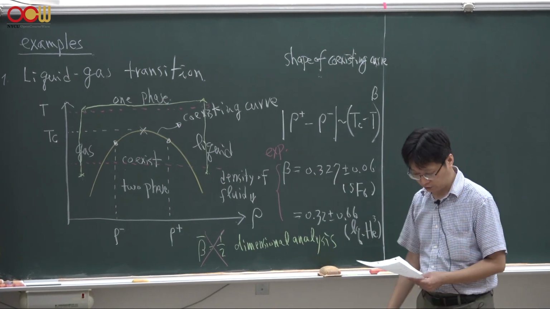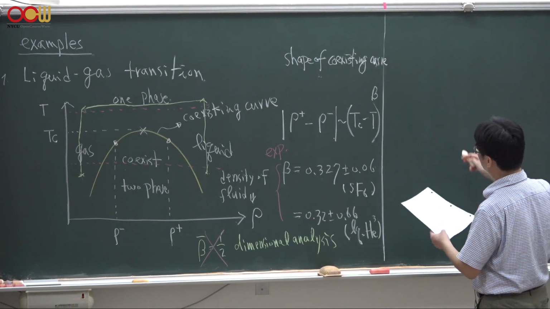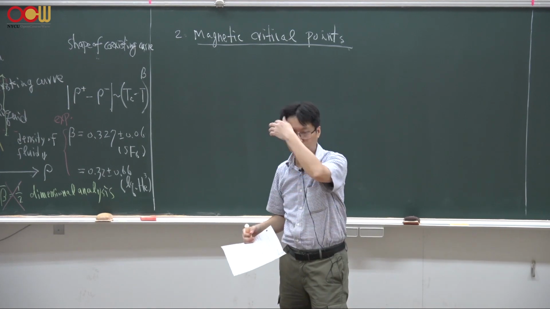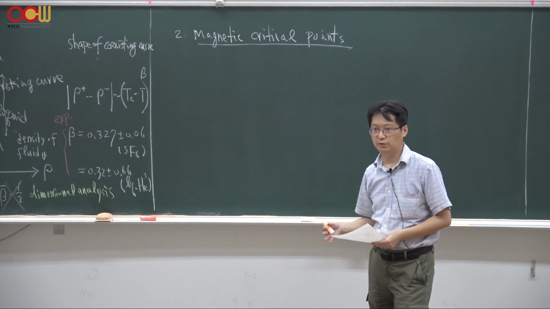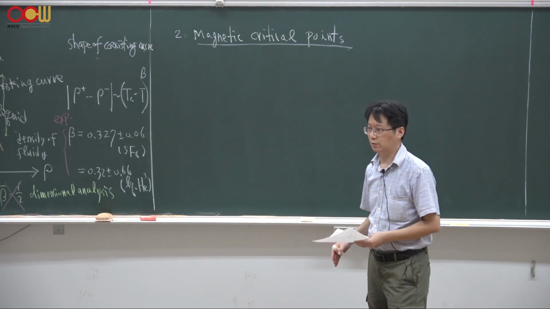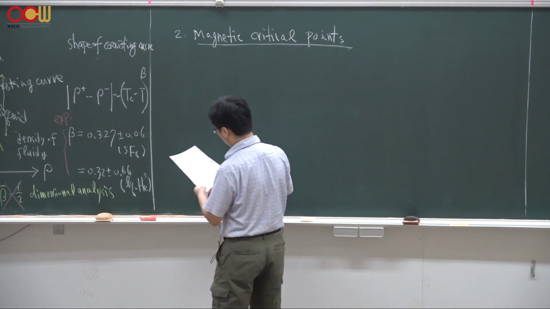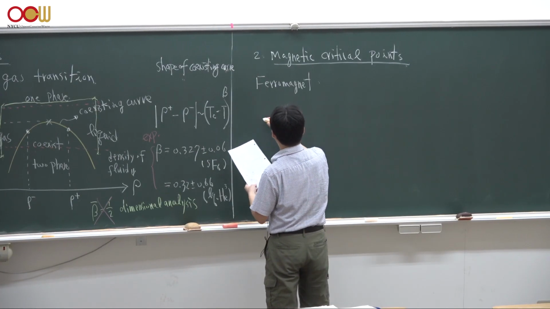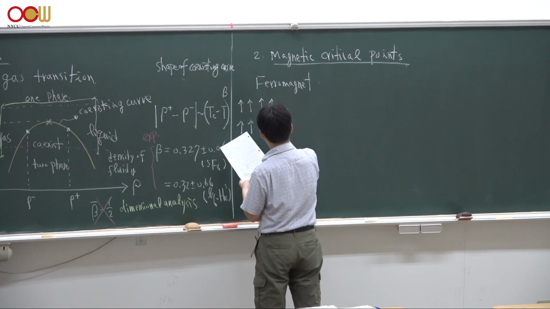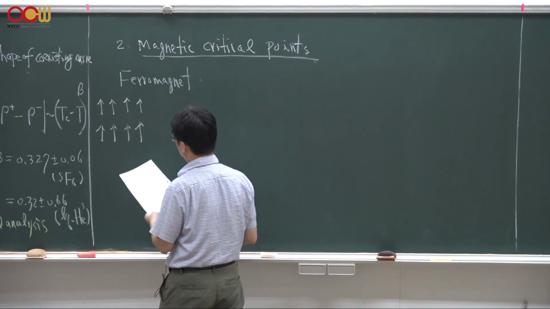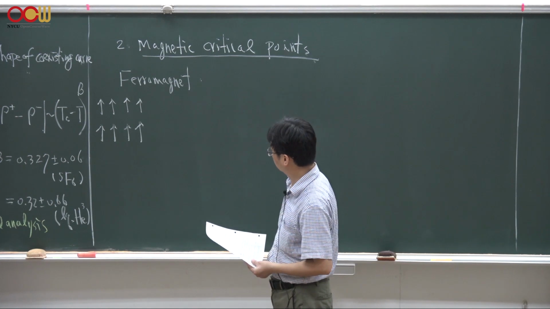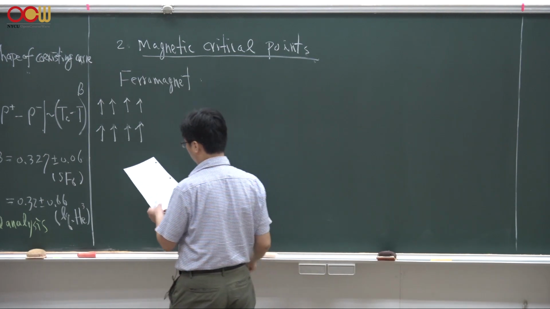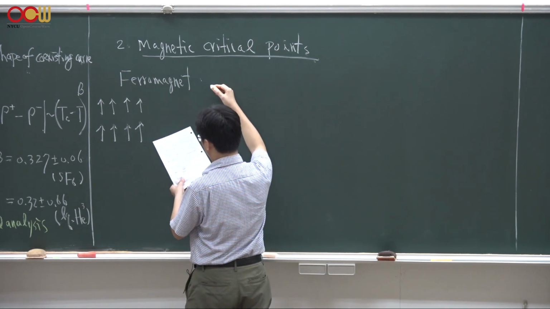A second example is the magnetic critical points. As I briefly sketched last time, there are some magnetic materials which show parallel orientations of all the spins, or all the spins are aligned along the same direction. The typical example is the ferromagnet. The ferromagnet is a material where there are some spins left over from the outer shell electron configurations, and so the electronic spins could actually interact with one another.